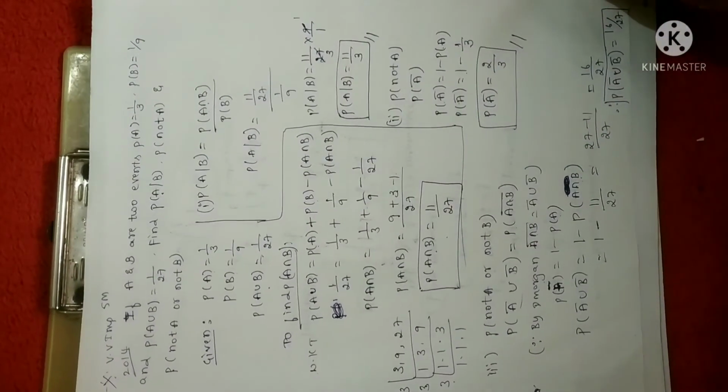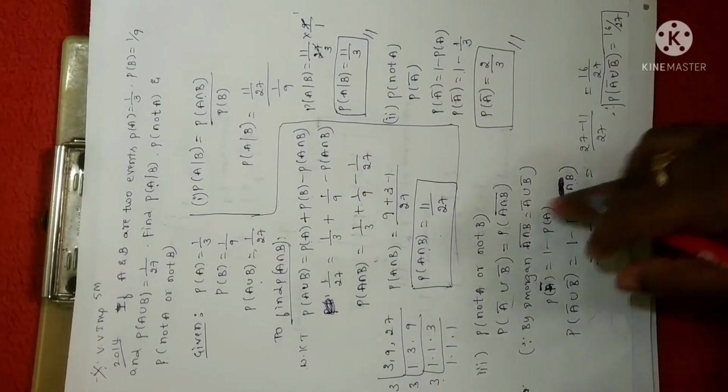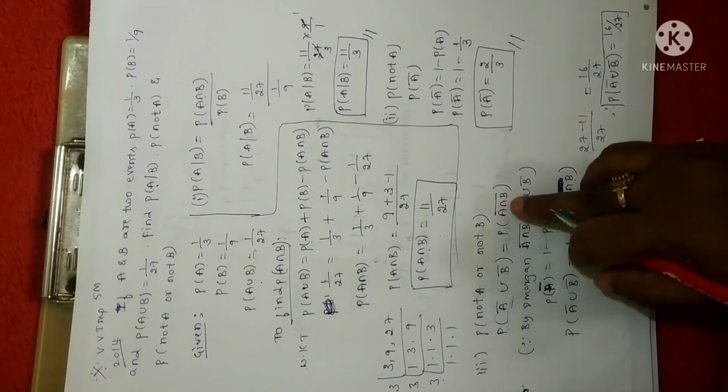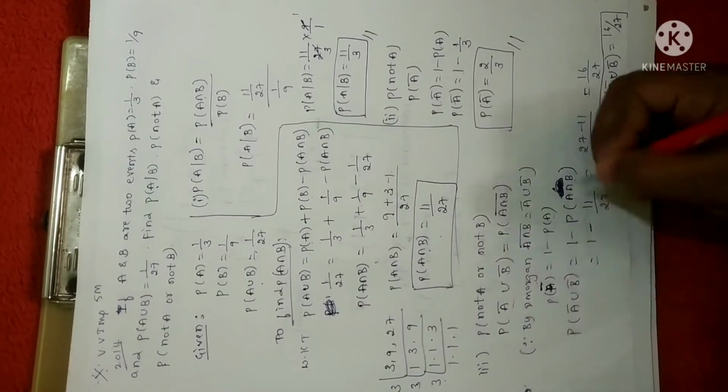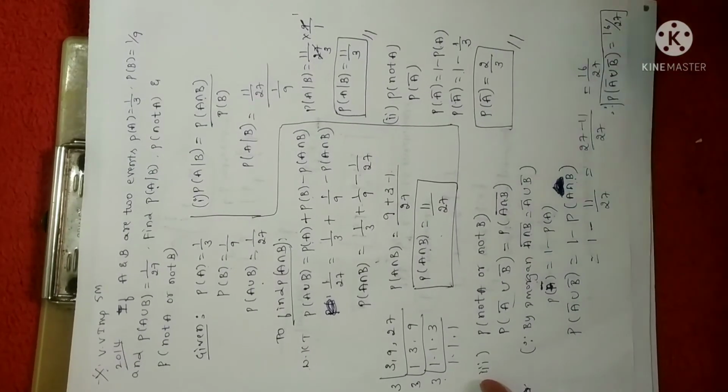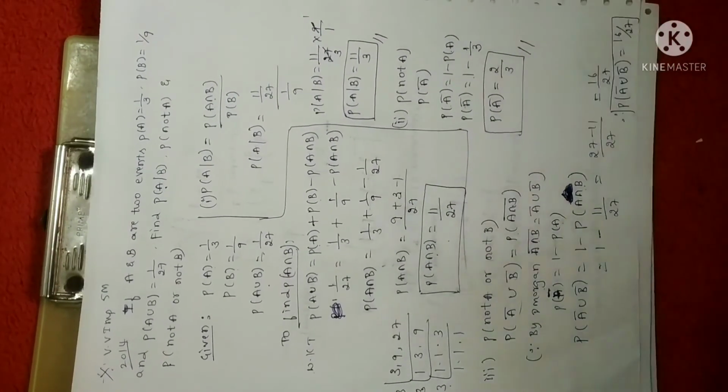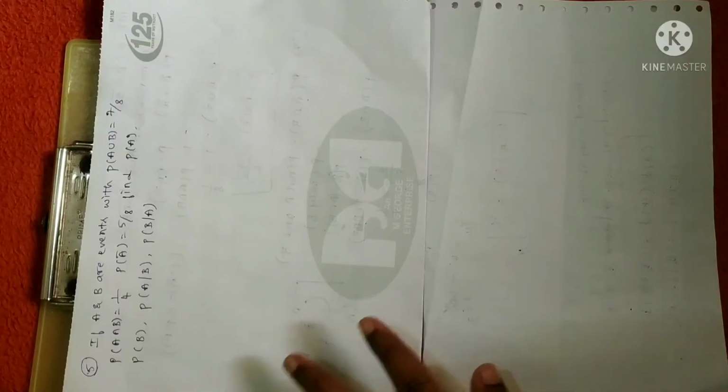Clear? Only thing is you need to remember the relations. See here, P of A bar, in the sense P of A bar you have, so you should not put bar here. Remember, there is no bar here. Clear? Hope you understand this. Now let me solve one more problem.